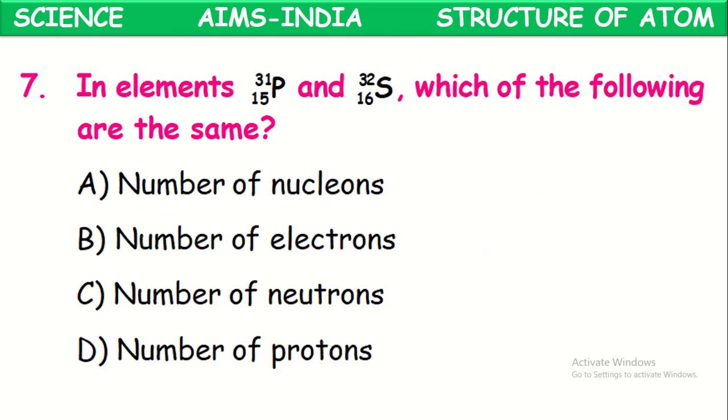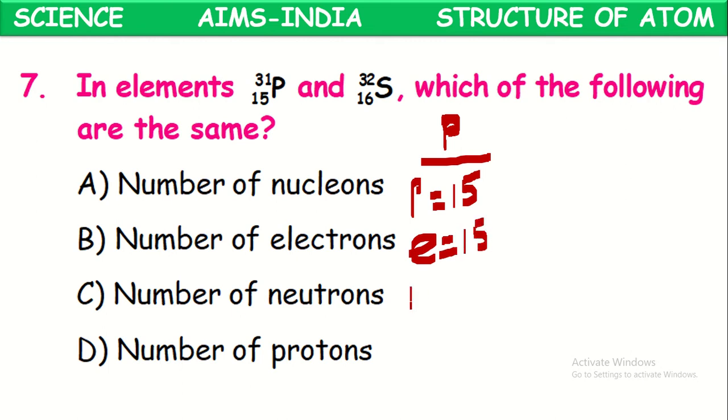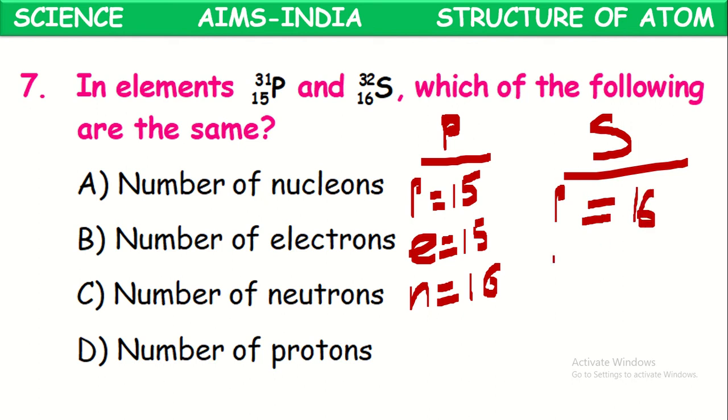Next, in elements phosphorus 31 and sulfur 32, which of the following are same? To know that, first let us try to find the number of fundamental particles in each. So if we take phosphorus, in phosphorus number of protons will be equal to its atomic number 15. Okay, number of electrons, which is also equal to atomic number 15. And what about neutrons? Mass number minus atomic number, that is 16. If we see for sulfur, proton number is 16. If protons are 16, electrons also will be equal to 16.